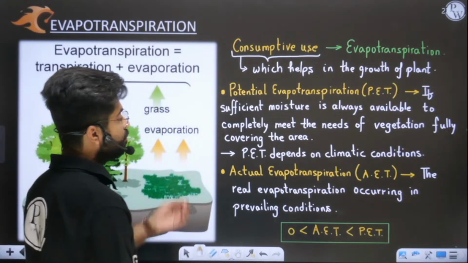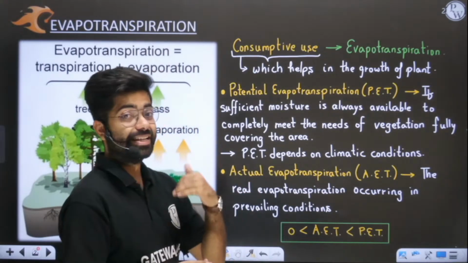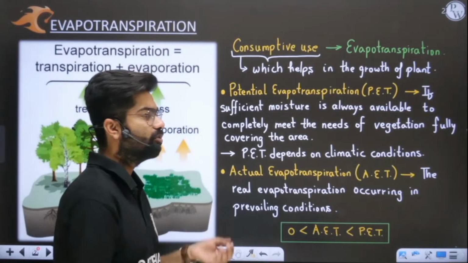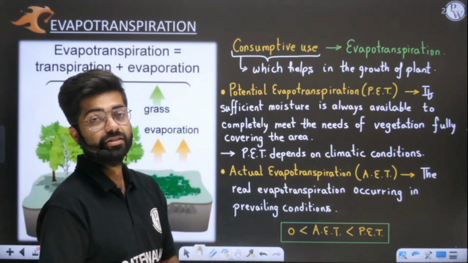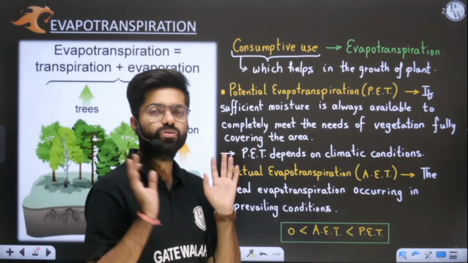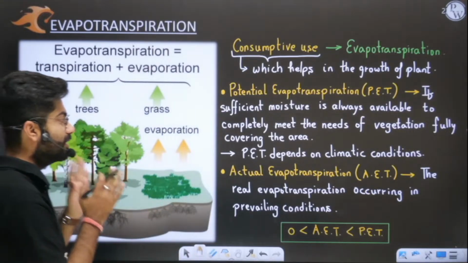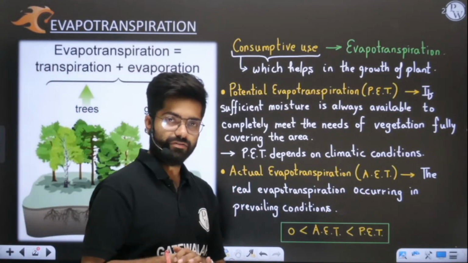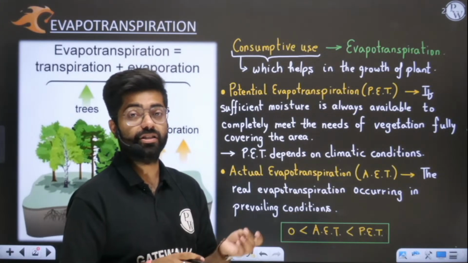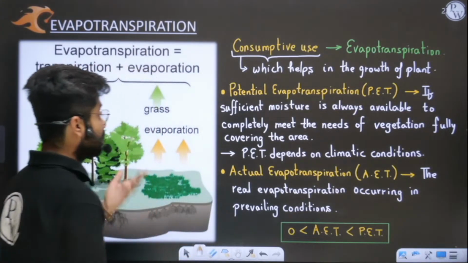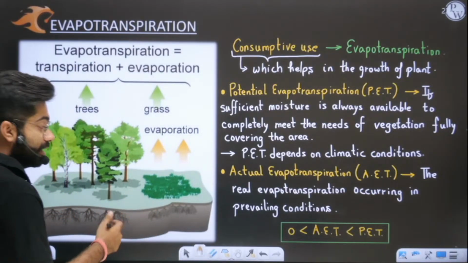Then we discussed potential evapotranspiration and actual evapotranspiration. Potential evapotranspiration is the maximum evapotranspiration which can happen, or you can say it is the optimum one, which can happen when your moisture requirement is sufficiently met. There is no deficiency of moisture. Sufficient moisture you have provided in the field. So at that time, whatever evapotranspiration will happen, that is potential. And also climatic conditions are responsible for it, such as temperature, sunshine. Now actual evapotranspiration is the real evapotranspiration which occurs in real situations.